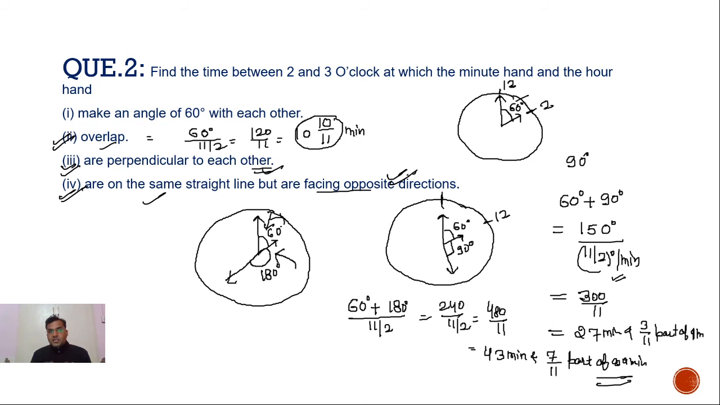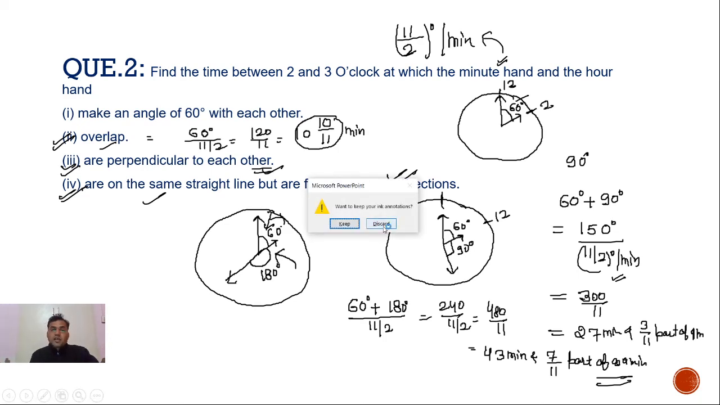So see that the complete concept of solving the questions of clock lies in understanding one single concept, and that is 11 by 2 degree per minute, which I explained to you in the first part of the video. This is the concept that will help you in solving most of the questions of clock. So in the next part of the video, we'll be discussing some more questions. Please watch the first video if you want to understand the theoretical concept of the clock.